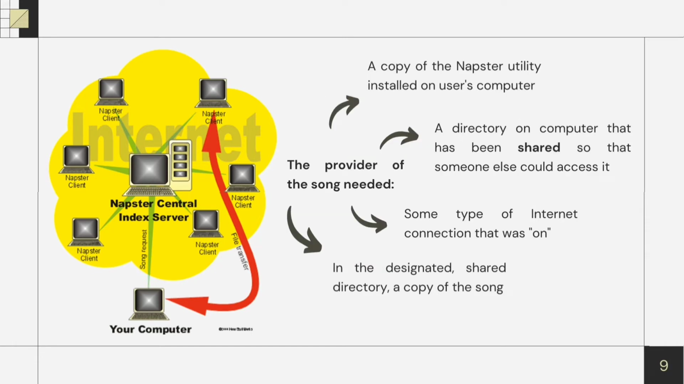And then, the provider of the song must have a copy of the Napster utility installed on their computer, a directory on the computer that has been shared so that someone else can access it, some type of internet connection that is on, and lastly, in the designated shared directory, a copy of the song.